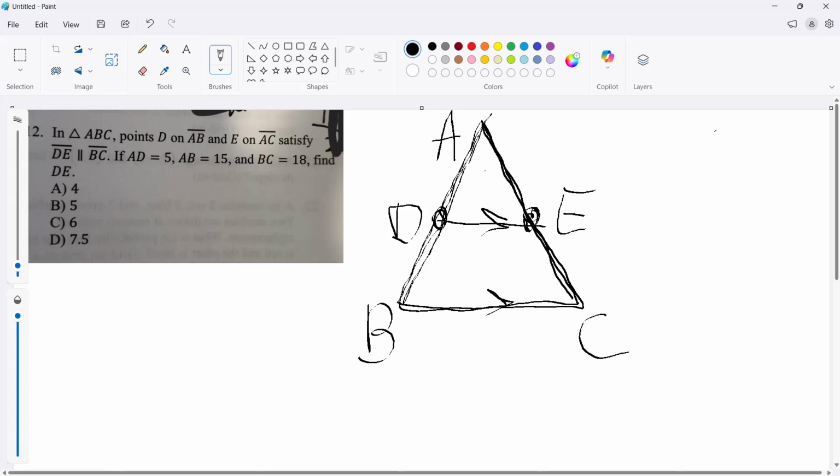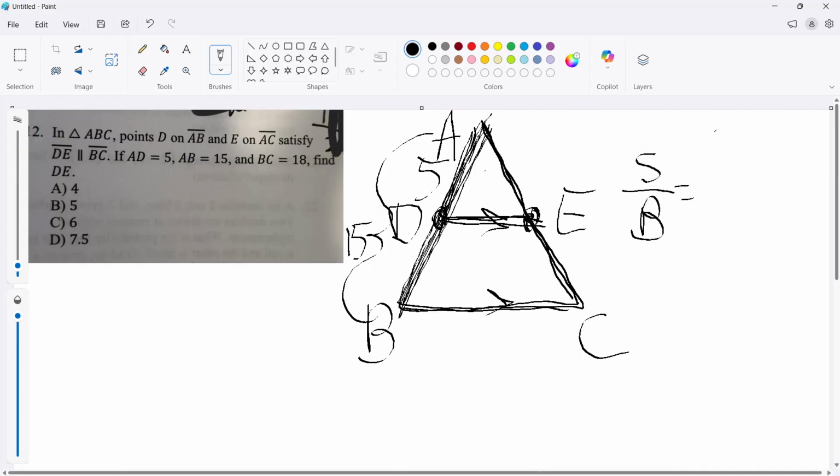Well, if you have a triangle and you take points on two sides and the segment between them is parallel to one of the sides of the triangle, you have just created similar triangles. So the ratio of sides in the small triangle is always going to be the same as the ratio of the sides in the big triangle. So that's good. So now I know AD is 5 and AB is 15. So this whole thing is 15. So the ratio of small to big is 5 to 15.